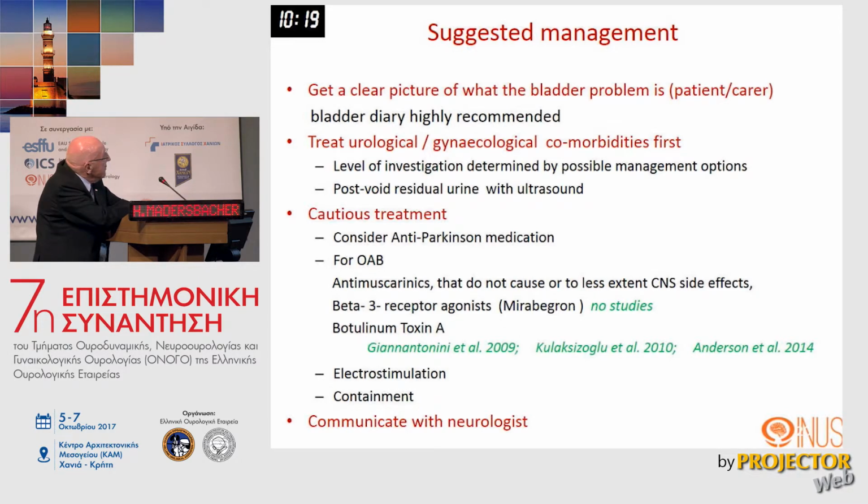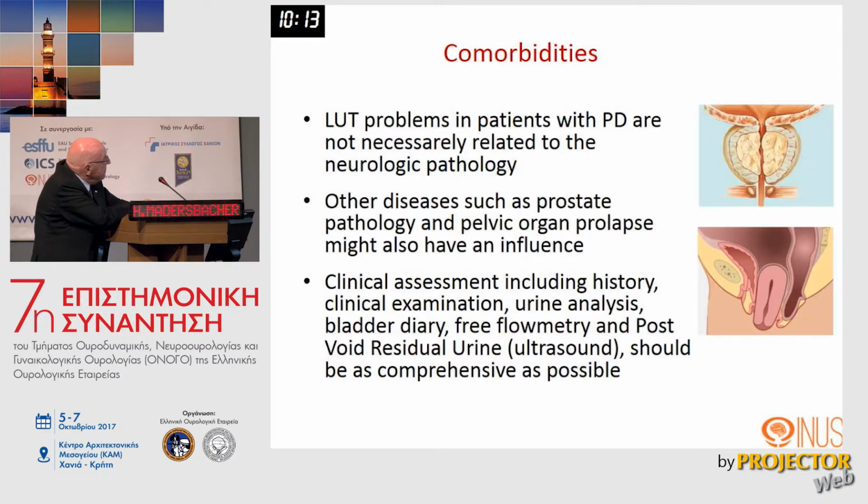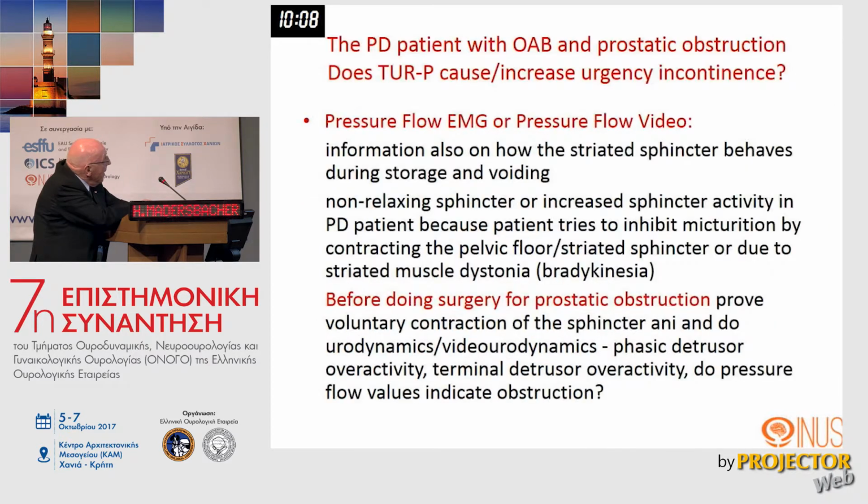And we have to say that there are often comorbidities, so we have to treat urological and gynecological comorbidities first. This may be prostate or maybe polyps. And sometimes, especially when patients have symptoms of OAB together with obstructive symptoms, we do need a pressure flow EMG or pressure flow video to detect the underlying pathophysiology.